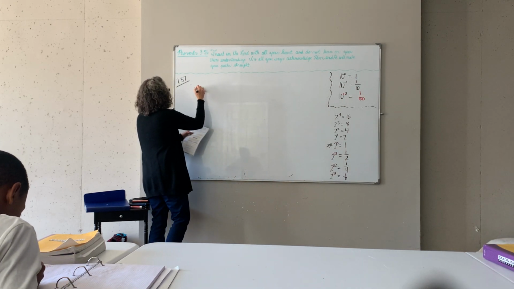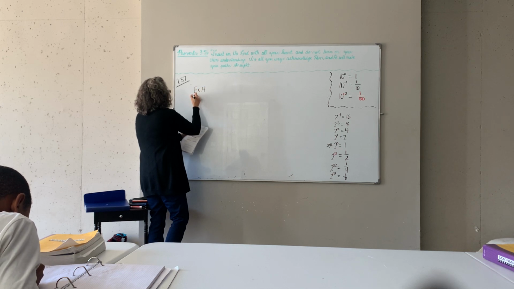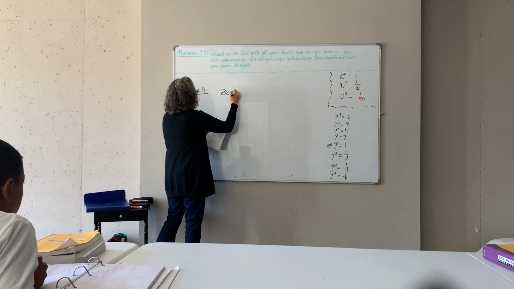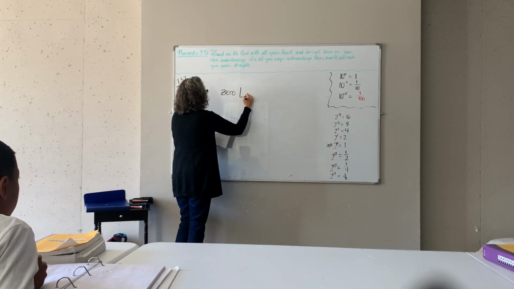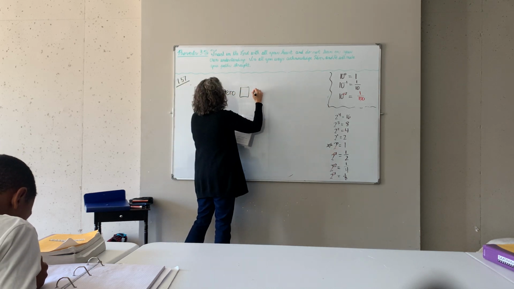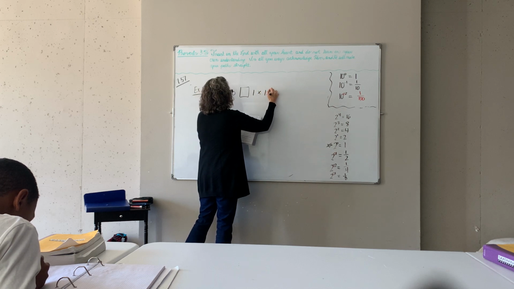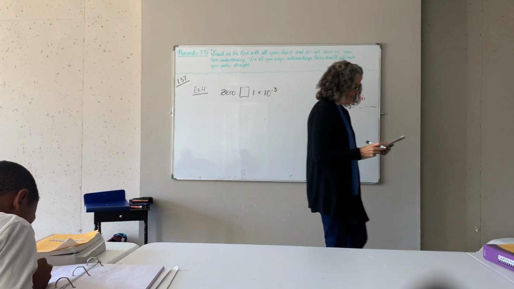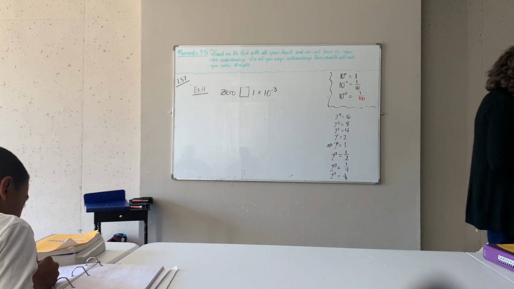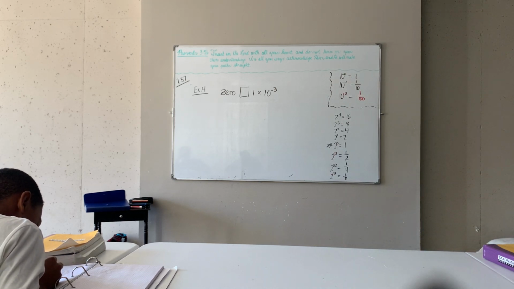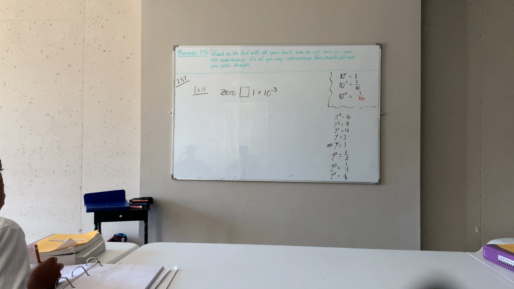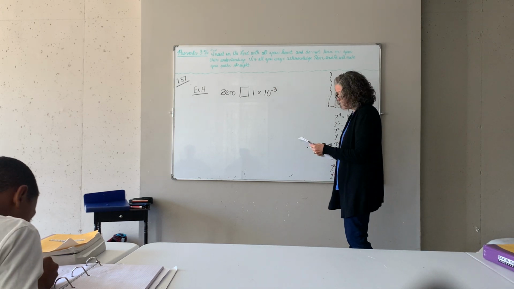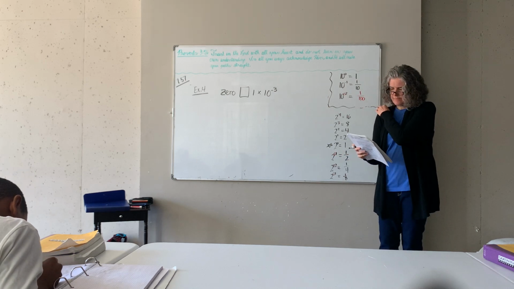All right. Here's example 4. This is asking you to compare 0 and 1 times 10 to the negative 3. You're going to put a greater than, less than, or equal to sign. Which one's bigger, Sam? Which one's bigger? It's asking you which one's bigger.